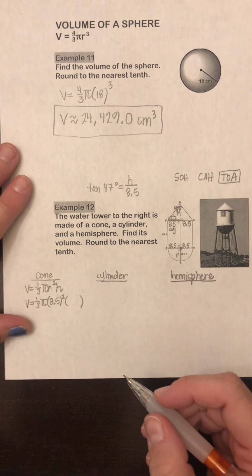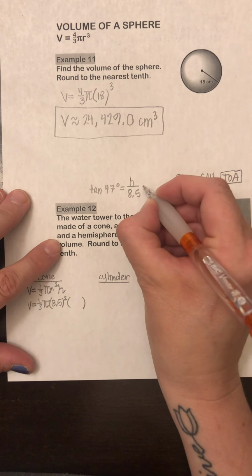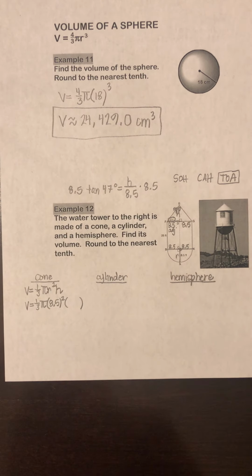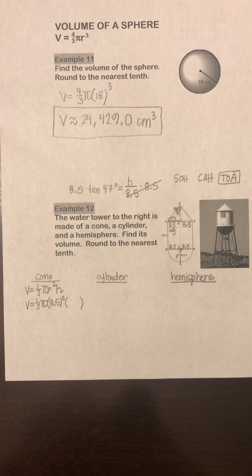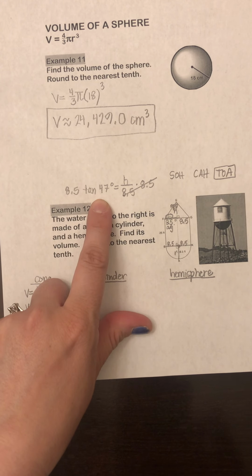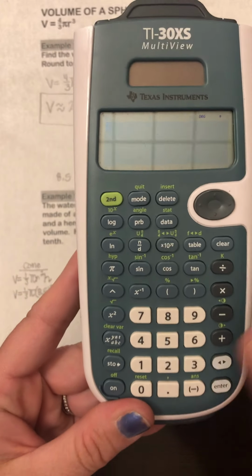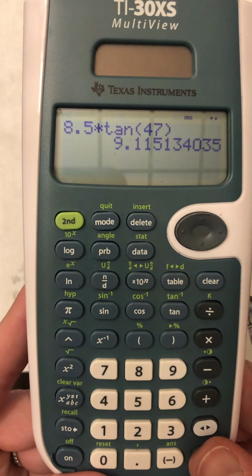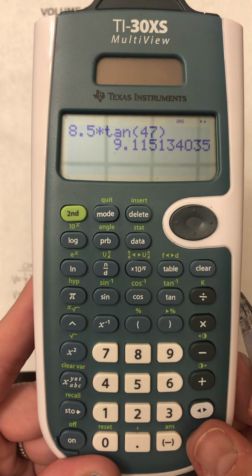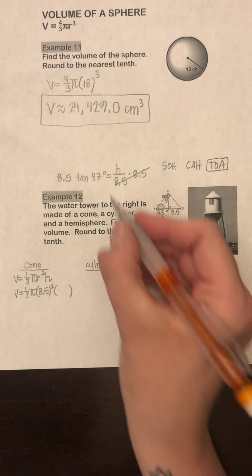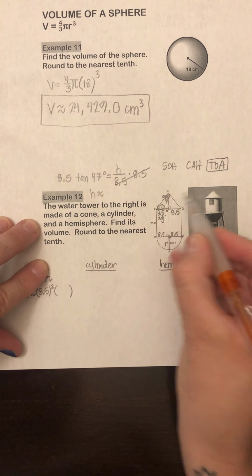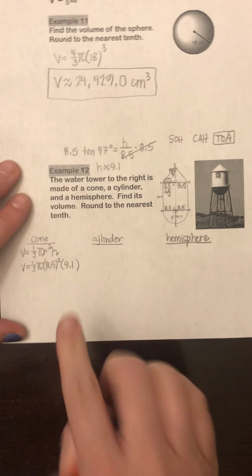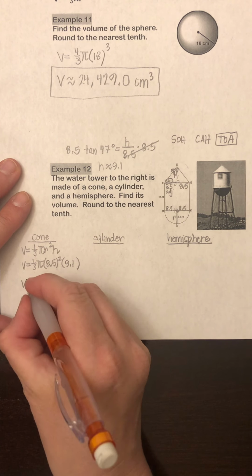And just like we did earlier, first thing you want to do is get rid of the denominator. So I'm going to multiply both sides by 8.5, which allows us to get H by itself. So this is what I get to plug into the calculator. So here we go. I'm going to do 8.5 times tangent of 47 degrees. We're going to round it to the nearest tenths place. So that's going to be 9.1. So H for the cone is 9.1. So I'm going to plug in a 9.1 right there.